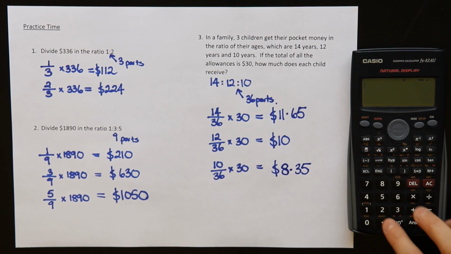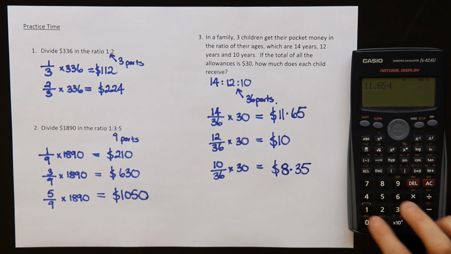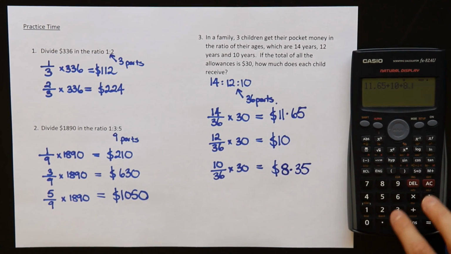Okay, add them all up. Remember, you can add them all up to make sure that it works. Look at that, $30. Okay, so that's it for dividing in a ratio.